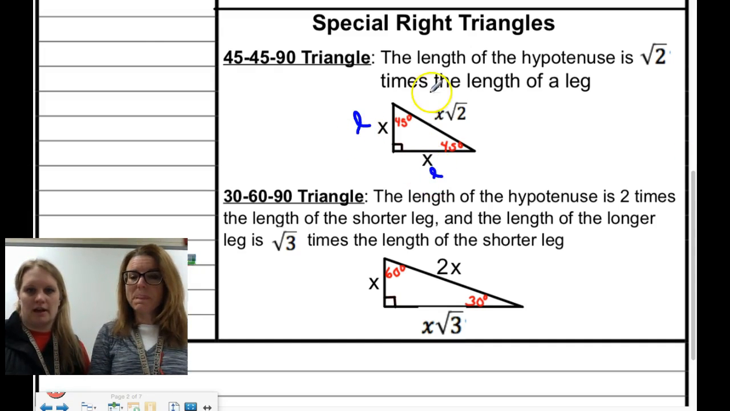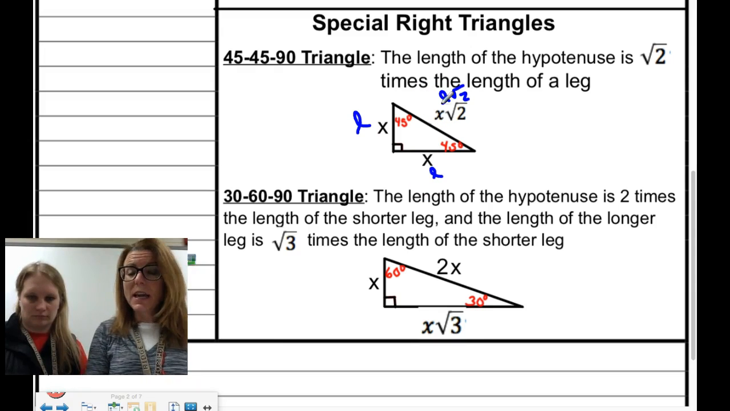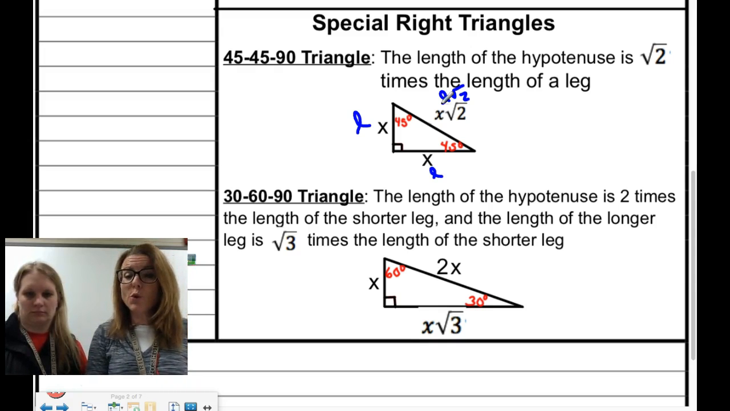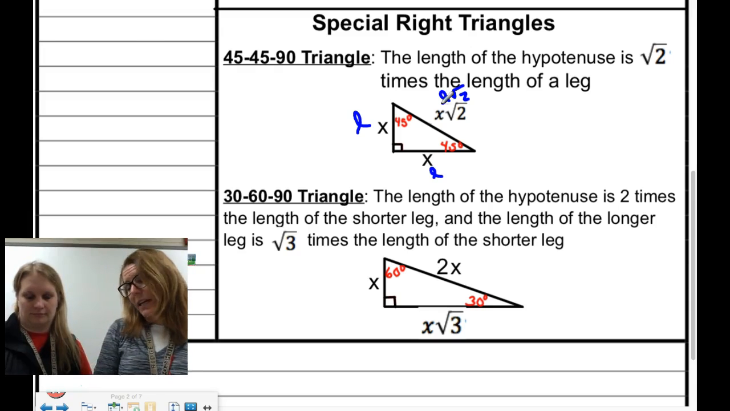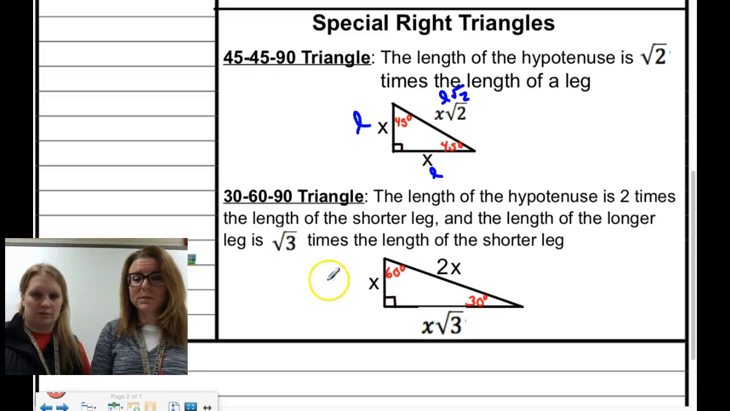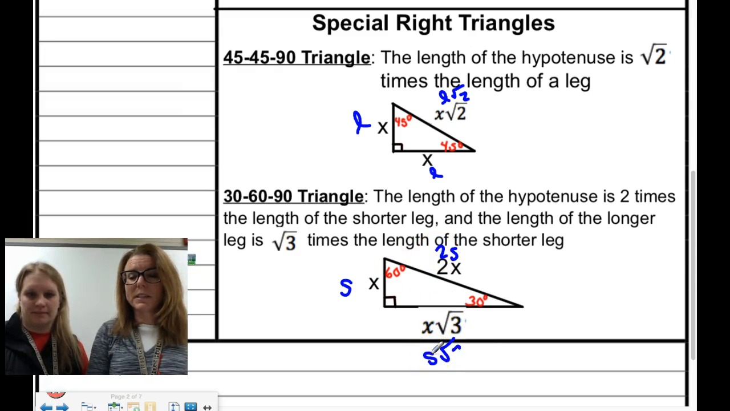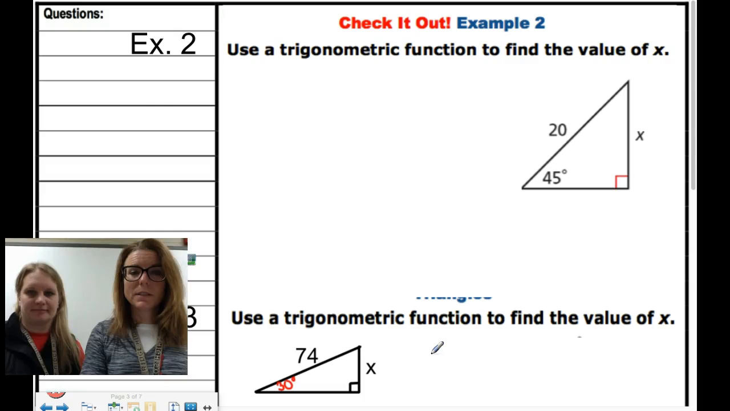L, L√2. In a 30/60/90, the length of the hypotenuse is 2 times the length of the shorter leg, and the length of the longer leg is √3 times the length of the shorter leg. So in geometry, we called across from the 30 the S, across from the 90 was 2S, and across from the 60 was S√3.